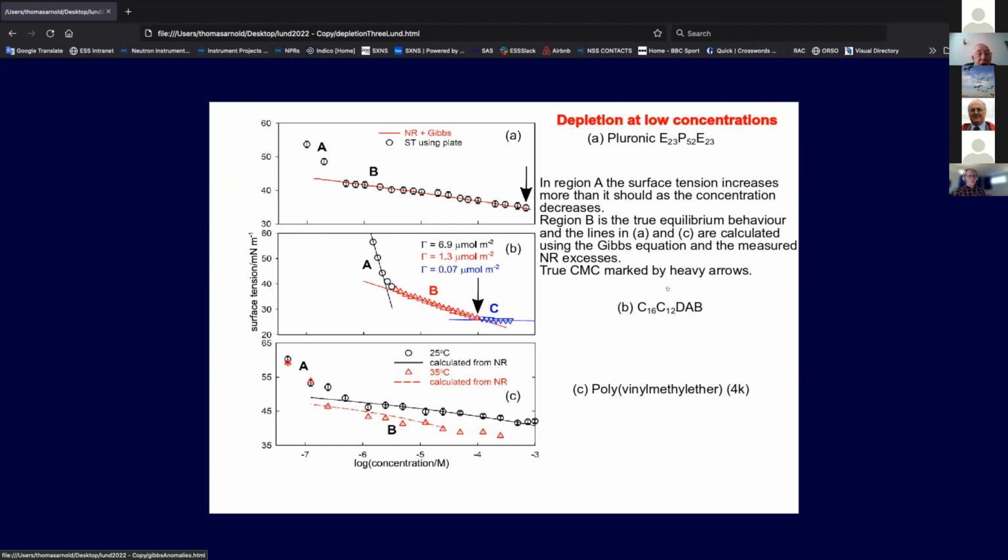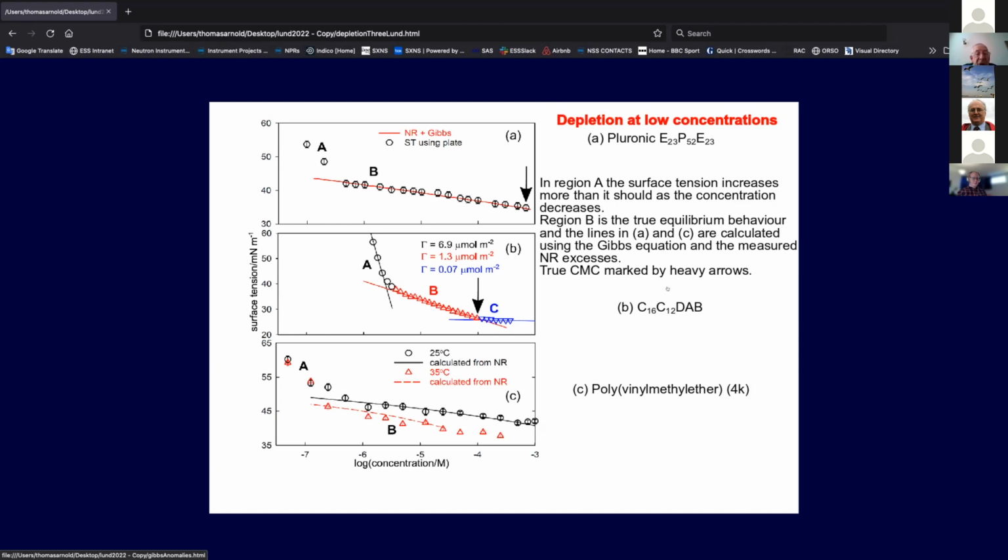So the top one is a Pluronic, and I think people still believe that that AB intersection is a CMC. The polyvinyl ether doesn't have a CMC, and that break we measured ourselves, that is simply depletion. The middle one, we've done separate neutron measurements, but that is actually from the original publication. I shan't name any names, and that was identified as a CMC, but it certainly is not. And one way of telling is that the surface coverage in region A is ridiculously high.